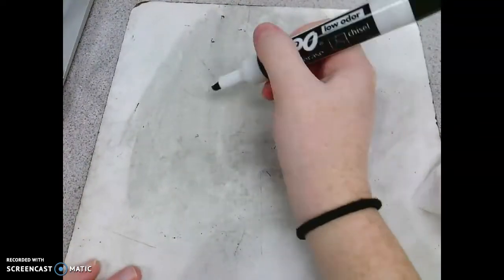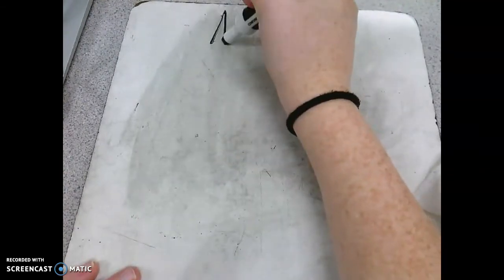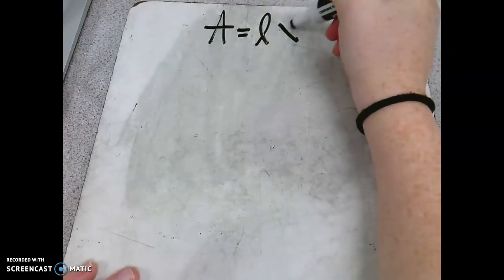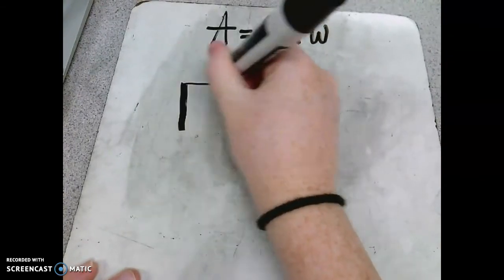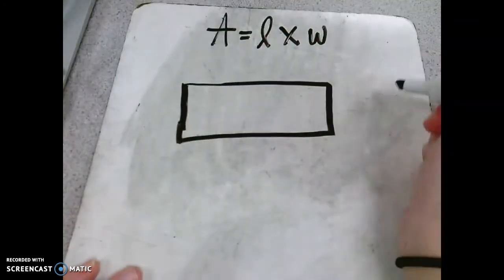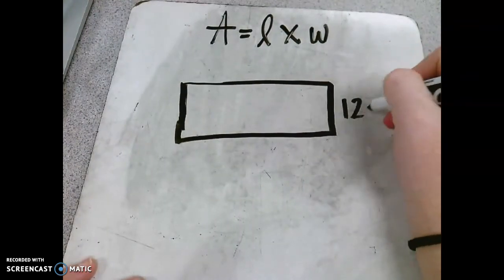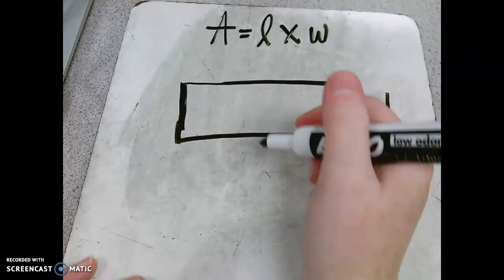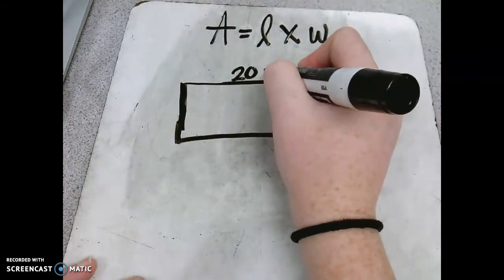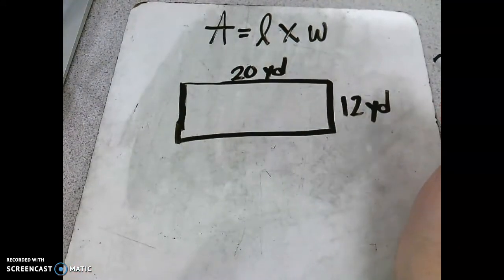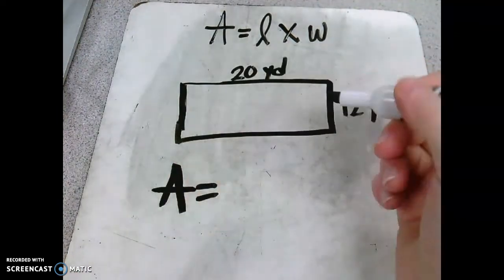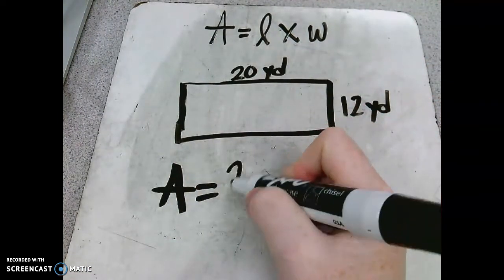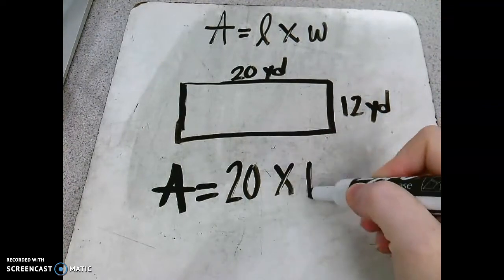Okay, let's go and do another one. Let's just keep doing a couple. I'm going to write my formula again so I don't forget it. Length times width equals area. And we have another rectangle we need to find the area of. One side we have 12 yards, and on the other side we have 20 yards. Okay, so to find our area, we're going to do length times width, which in this case would be 20 times 12.